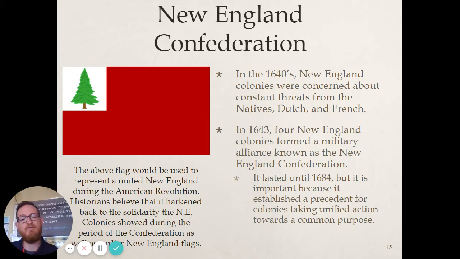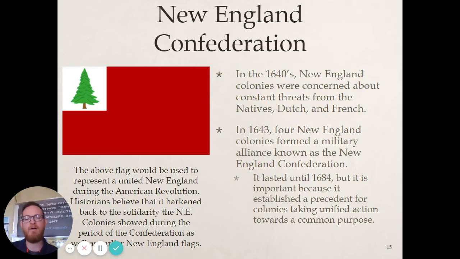You'll see by the 1640s, the New England colonies start to get very concerned about the constant threats they were feeling from France to their north, Dutch to their south, and the natives that were constantly there. So in 1643, you're going to see 4 New England colonies form a military alliance known as the New England Confederation. It would last about 40 years. And the reason why this is so important is because this is seen as early steps of the colonies starting to work together. Now, again, this was only the New England colonies. This wasn't all of the colonies, but it is that important first step of colonies working together and trying to be unified in their purpose.